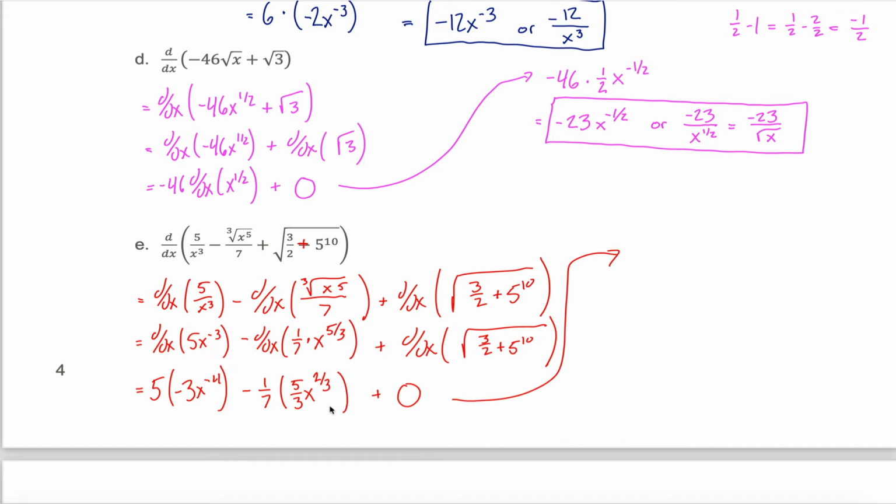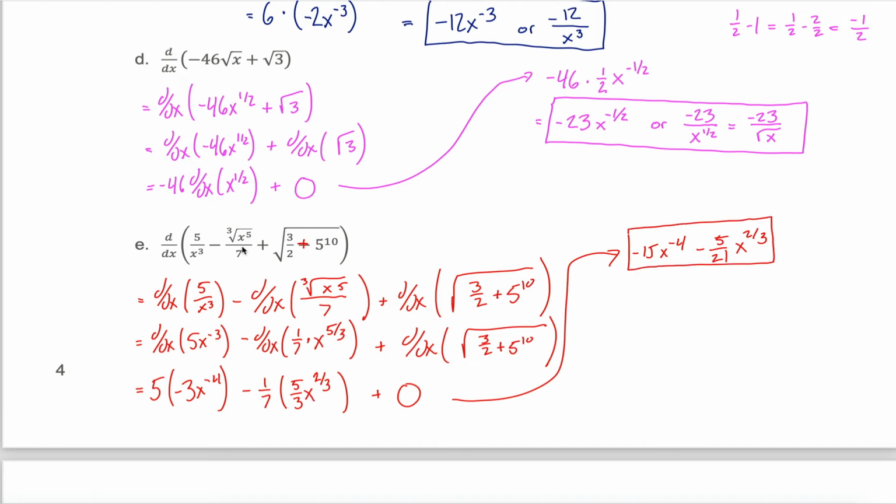Could leave things like this, but it's a good idea to simplify a little bit. 5 times negative 3 is negative 15. So I got negative 15 x to the negative fourth, and negative 1/7 times 5/3. You multiply fractions straight across, and you get negative 5/21 times x to the 2/3 power. This is a great answer for our class. You can stop right here.